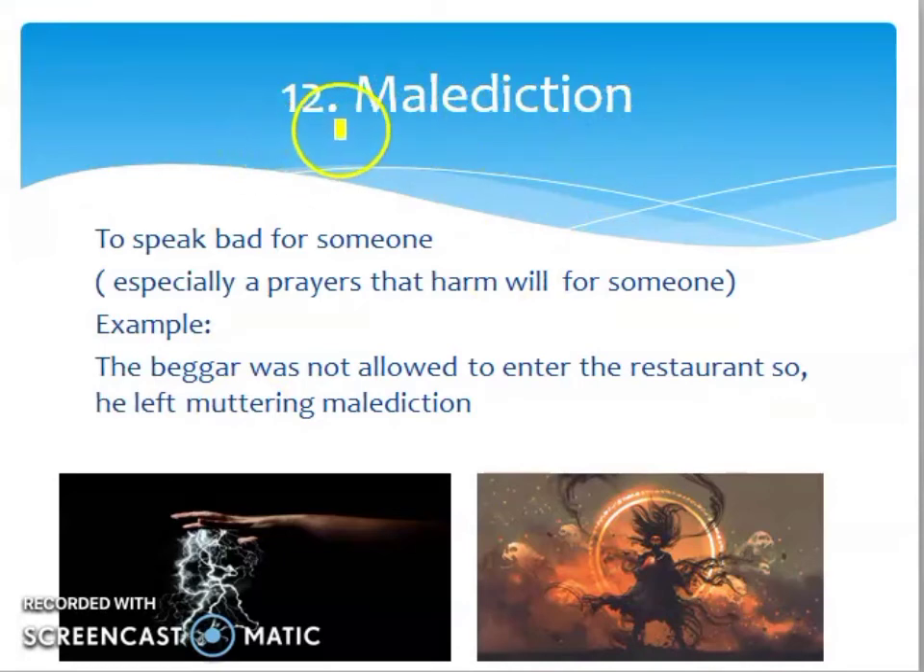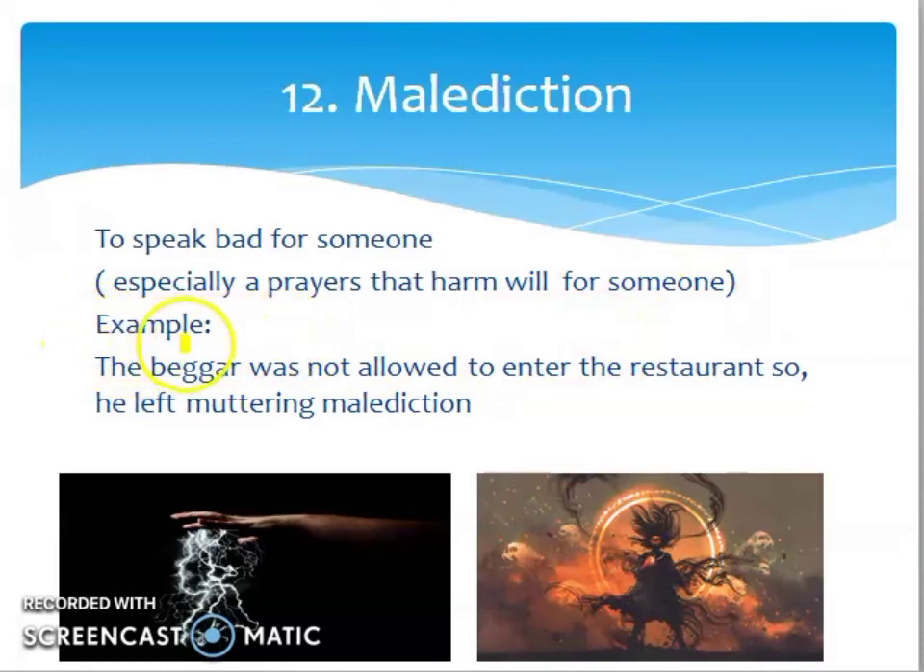Malediction. All right, malediction. We have two roots here. Mal, okay, so mal means bad. Keep it in mind wherever mal as a prefix or as a root appears, it means something bad. So we have two roots here, mal, bad, and dict, speak. To speak bad for someone is malediction, especially a prayer that wishes harm for someone.